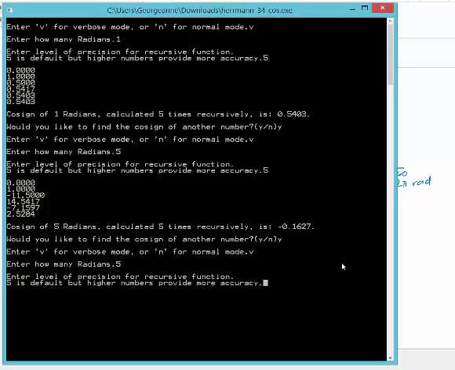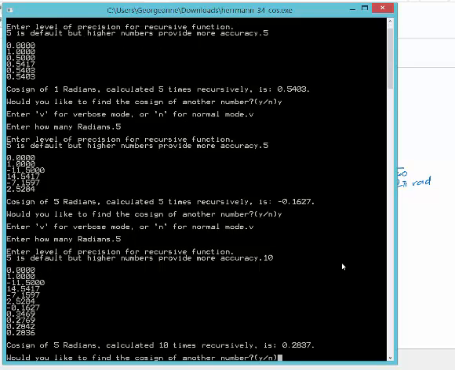5 radians again, but this time we're going to put 10 terms in the series expansion. Oh, we're not quite converged to the right answer yet. We're getting pretty close. It's starting to get close here. So let's do something crazy.